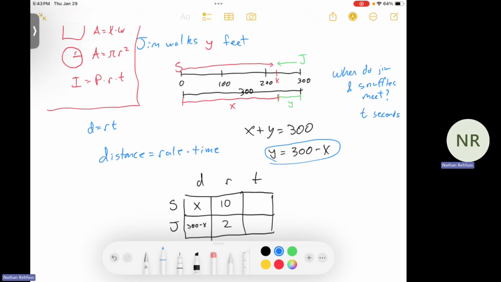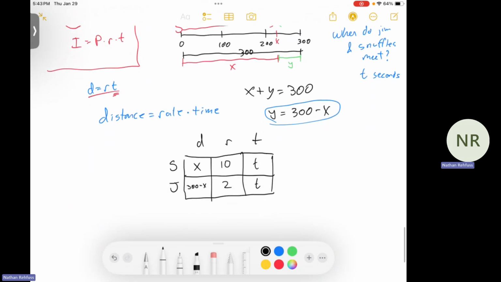Sometimes step 3 helps you solve step 2. Since d equals rt, I know I need to have a variable named t. And the key here is that Snuffles and Jim stop moving at the same time. So we'll put t in both boxes. Snuffles goes x feet at 10 feet per second in t seconds. Jim goes 300 minus x feet in t seconds at a rate of 2 feet per second.